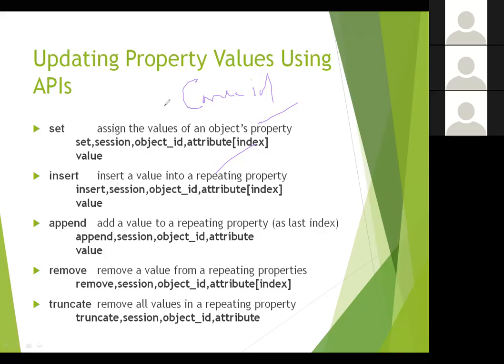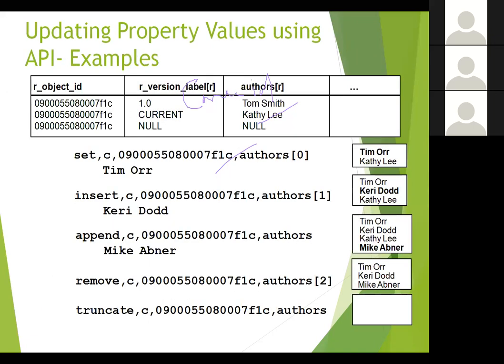Remove means only one value of the repeating property, but here we are trying to remove all of them. I'm just reading that paragraph. Okay, remove means only one value, and truncate means all the values in the repeating property. Here it is shown by example. Same thing, correct.